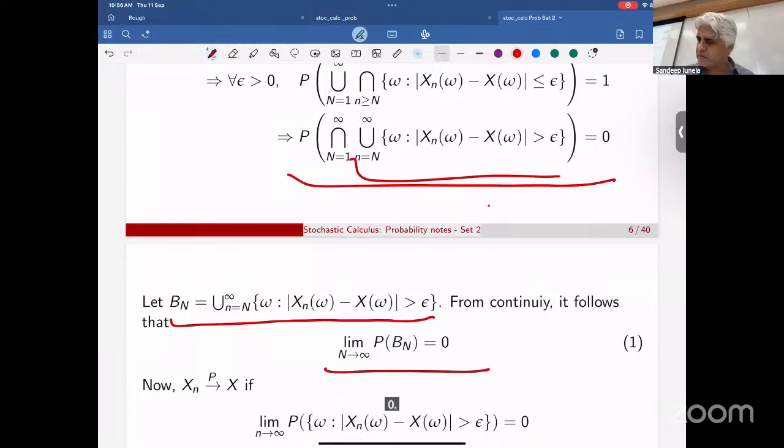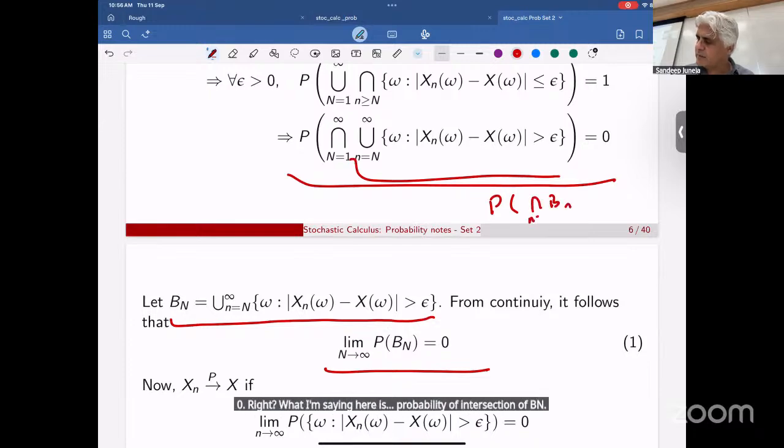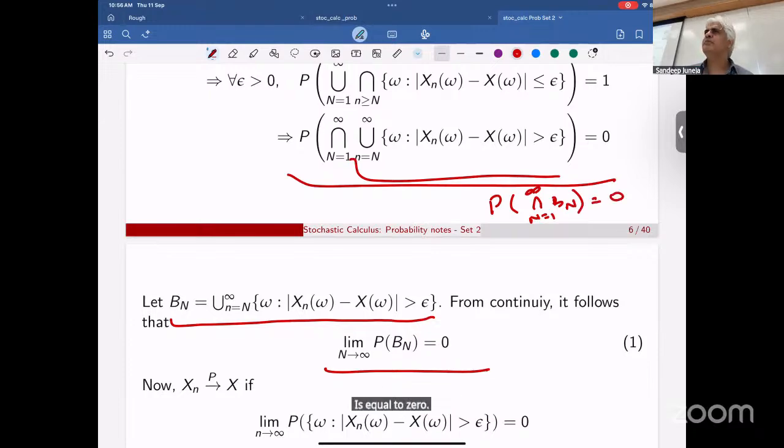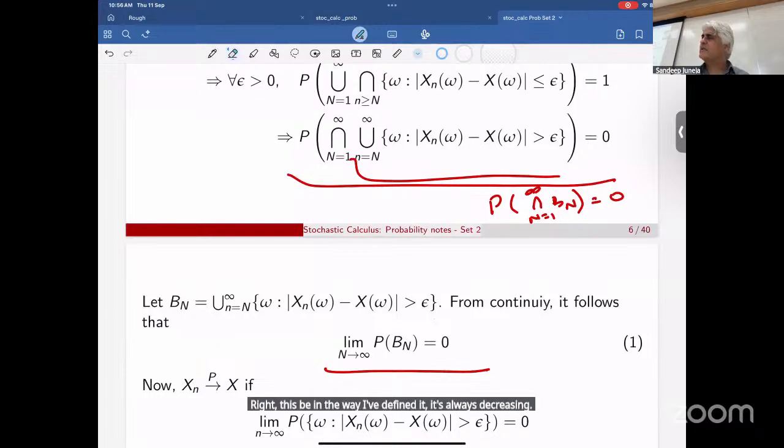What I'm saying here is the probability of the intersection of Bn, n equal to 1 to infinity, is equal to 0. And Bn is a decreasing sequence of sets. The way I've defined it, it's always decreasing. So from what we discussed on the limit continuity of probability measures, in the limit P of Bn is equal to 0, because it's equal to this probability.